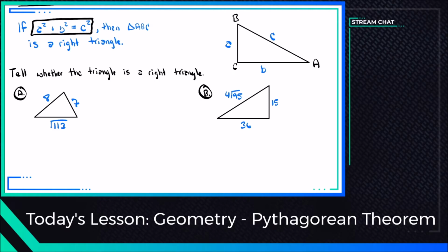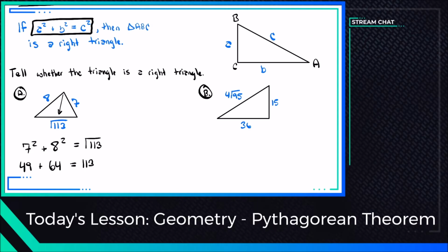All right, so if we look at our formula, we have to satisfy a squared plus b squared is equal to c squared in order to be a right triangle. And so our longest side here is going to be the square root of 113, and then we have 7 and 8. If we plug into a squared plus b squared equals c squared, that's going to be 7 squared plus 8 squared is equal to the square root of 113. Well, what is 8 squared plus 7 squared? So that's going to be 49 plus 64, which is equal to 113.